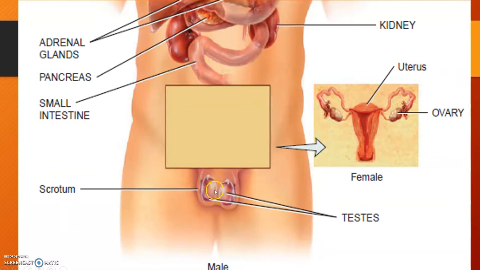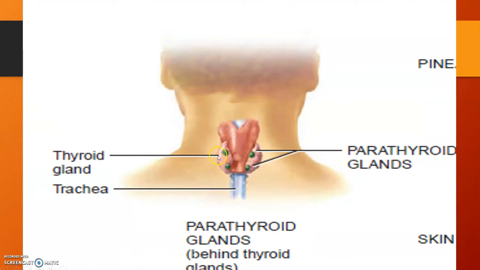Then we have the testes and the ovaries, followed by the thyroid gland. We have one pair of thyroid glands. This pink color gland here on either side is the thyroid gland, and embedded in the thyroid gland are two pairs. These green color spots that you see are the parathyroid glands, which are embedded in the thyroid gland. So these are the various locations of all the endocrine glands.